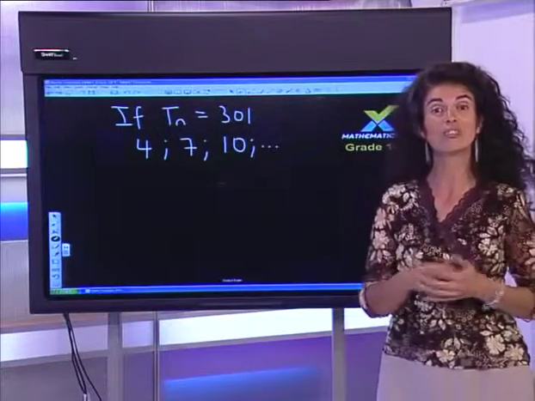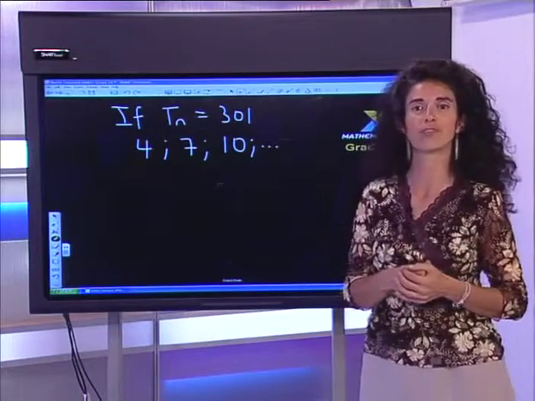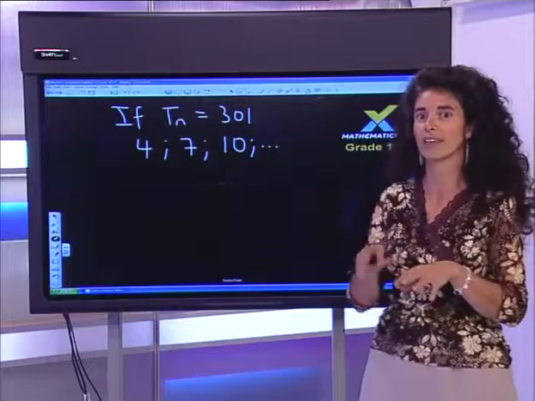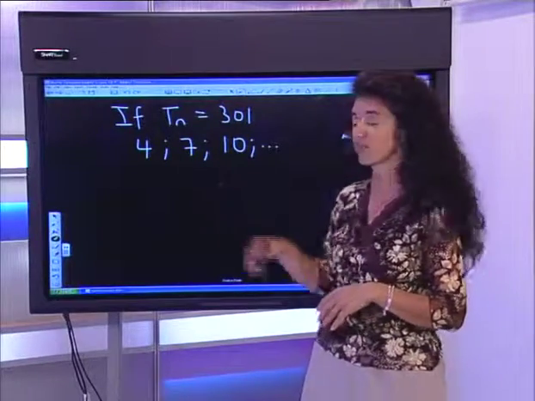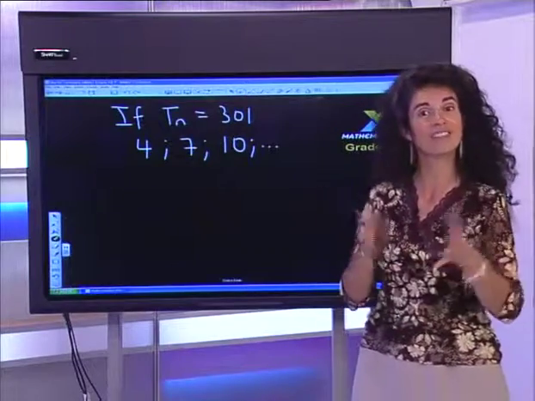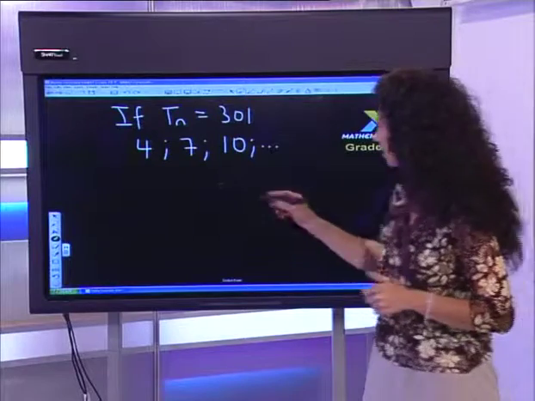Thanks, Indy. Right, I left you with the sequence 4, 7, 10, and I also said the nth term is 301, and the challenge was to find out which term gives you that value of 301. Now, you could have sat on the couch and literally have added up in threes, because we can see it goes up in threes. But remember, you want to be an efficient mathematician, so you really want the quickest way to the answer. So let's see how you would go about that.